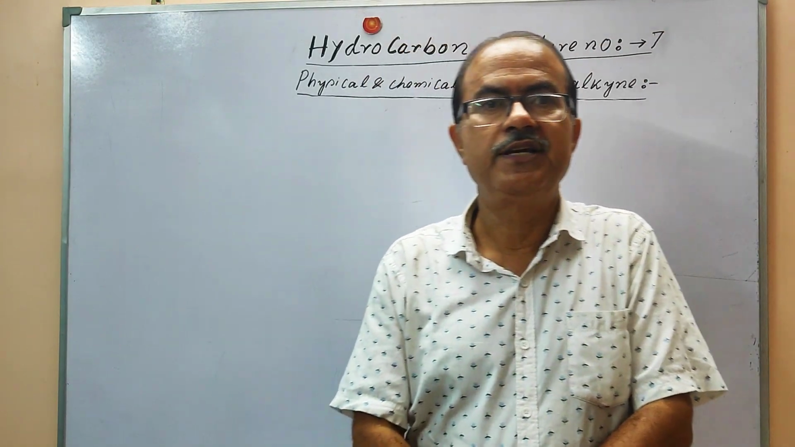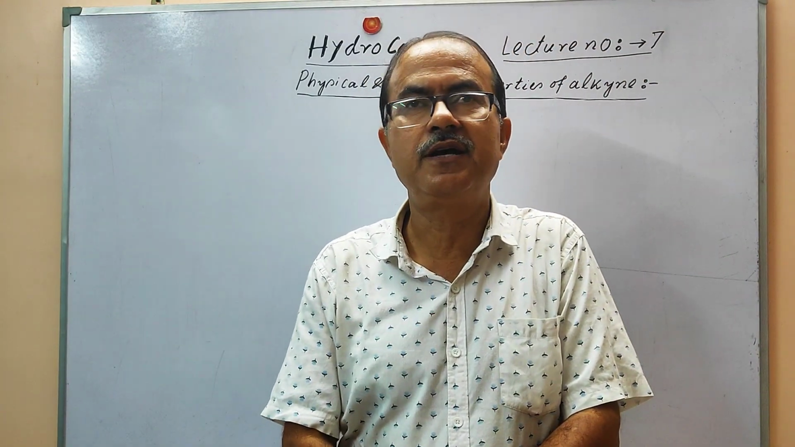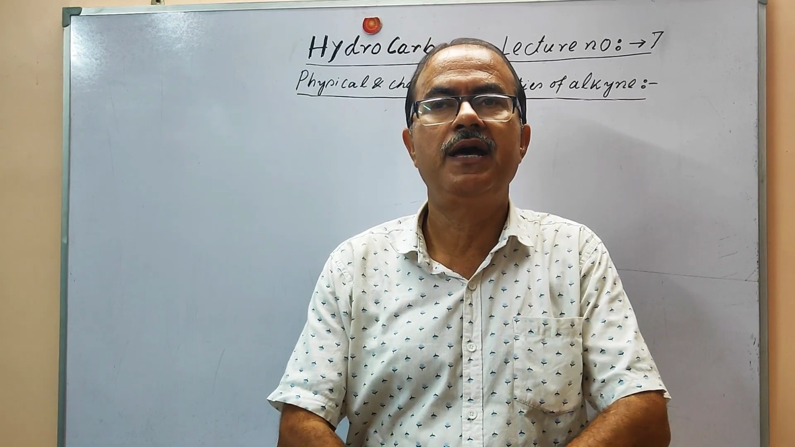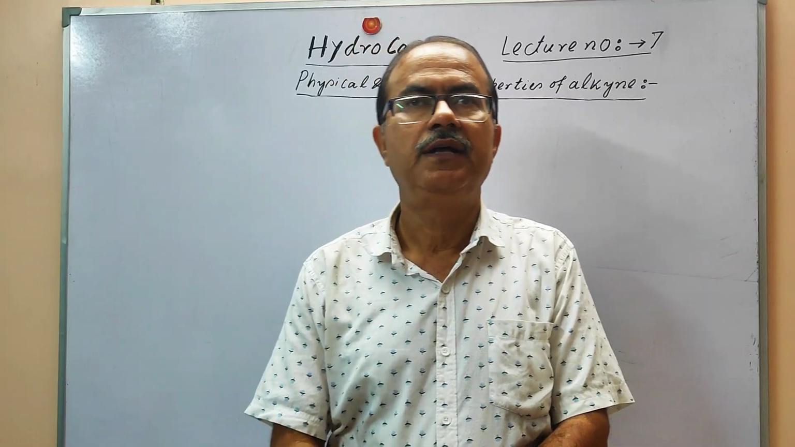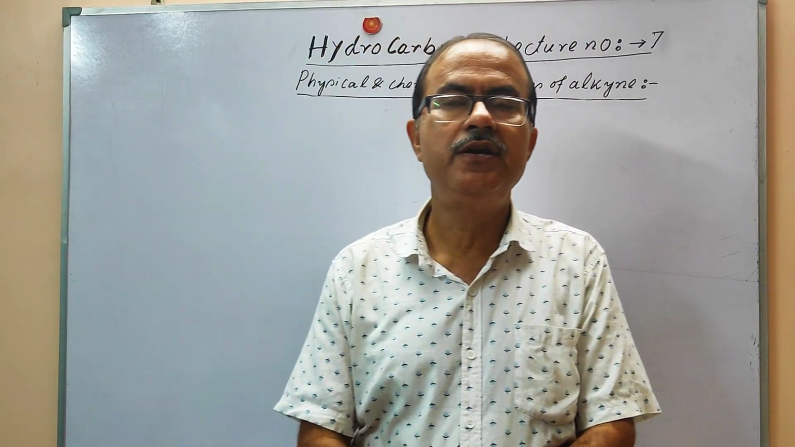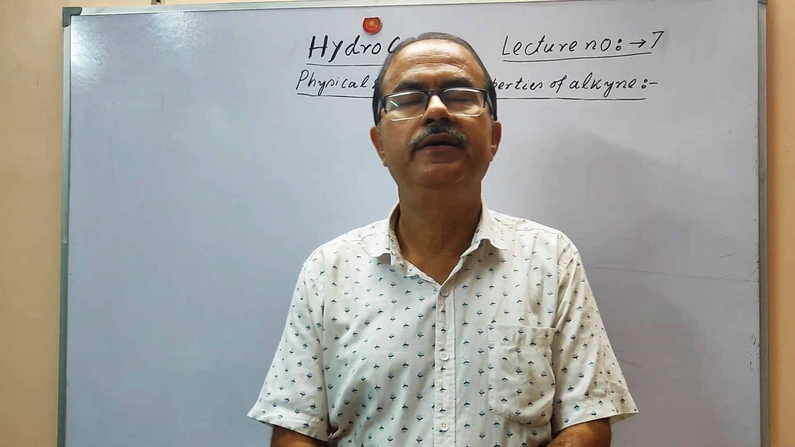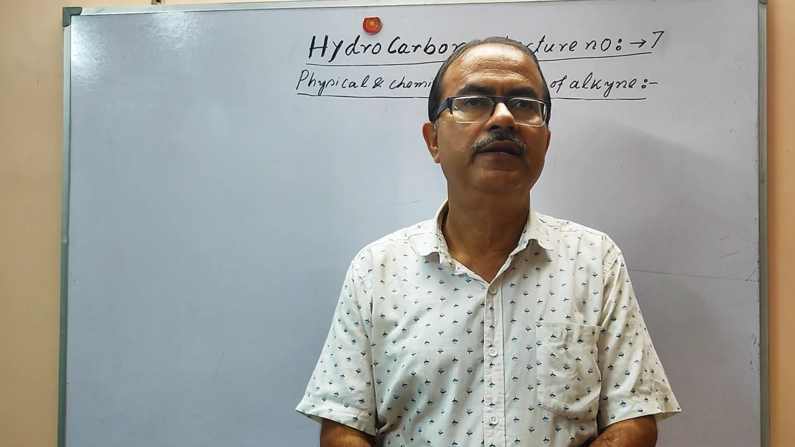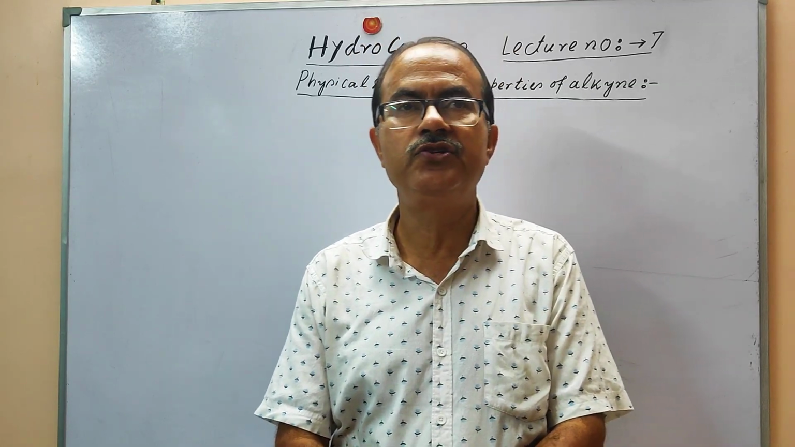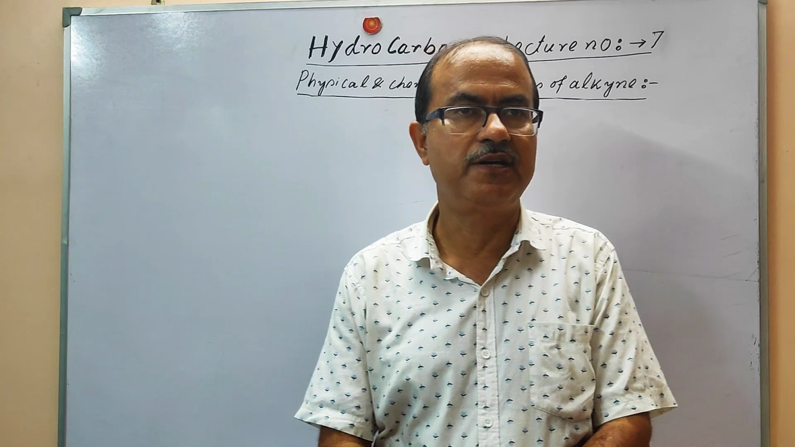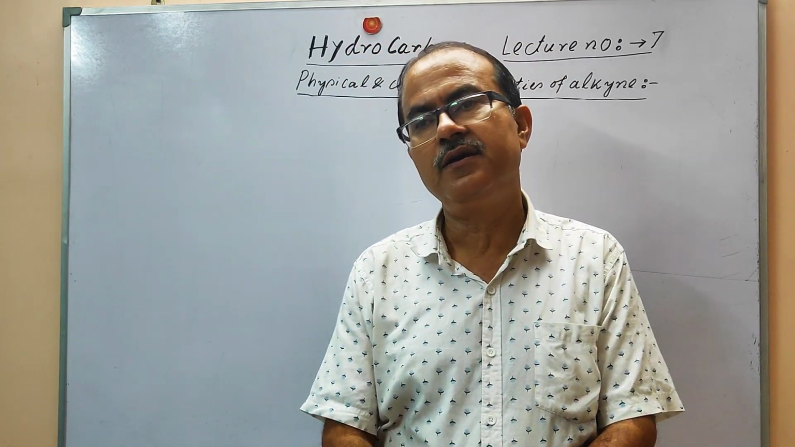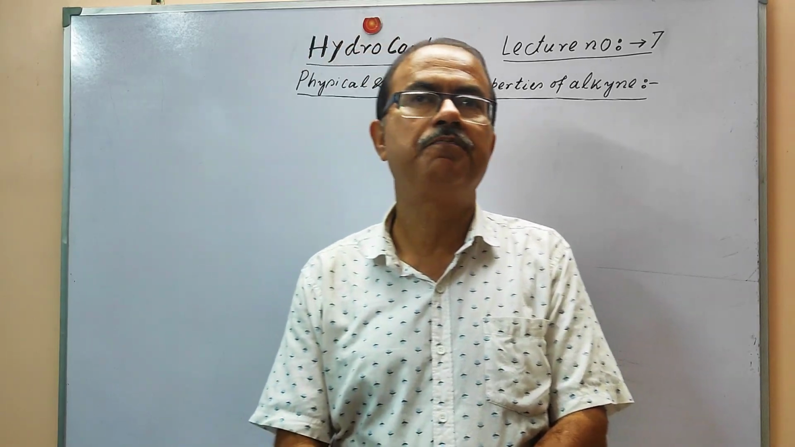That is all for today's lecture. In this lecture we have discussed the physical and chemical properties of alkynes. In the chemical properties we have discussed the acidity of alkynes, and among the addition reactions undergone by alkynes, the addition of dihydrogen and the addition of halogen. In the next lecture we are going to discuss the remaining chemical properties of alkynes.